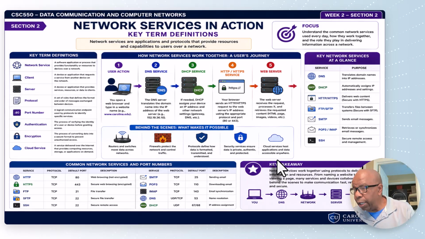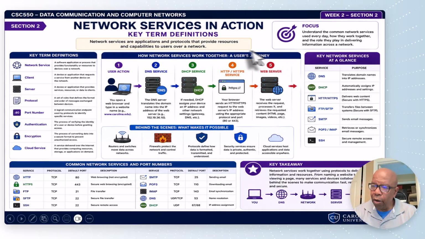The key takeaway here: network services work together using protocols to deliver information and resources. Okay, that's what this is all about. All of these are service-related activities for network services and how things are basically getting done.